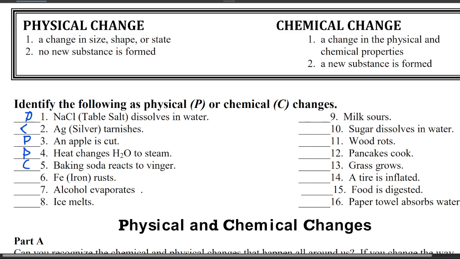Number 6, iron rusting. Again, that goes along with tarnishing. We know that's a chemical change.